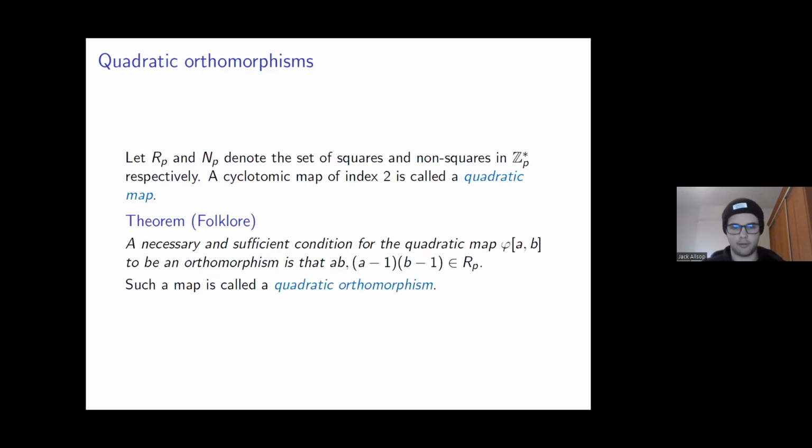And we also have some pretty simple necessary and sufficient conditions for a quadratic map to be an orthomorphism. So yeah, a necessary and sufficient condition for the quadratic map phi_ab to be an orthomorphism is that ab and (a-1)(b-1) are both squares. And such a map is called a quadratic orthomorphism.